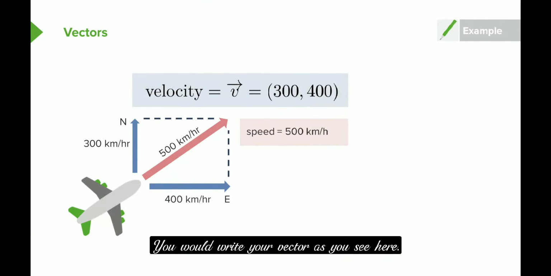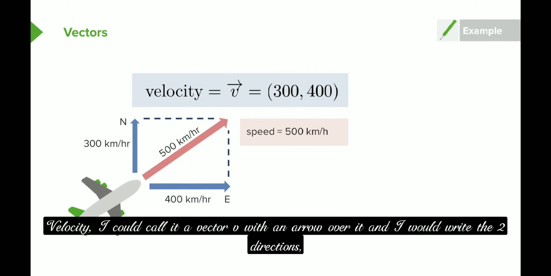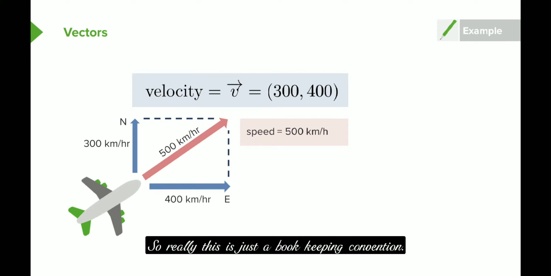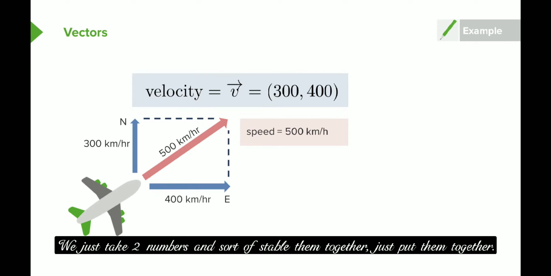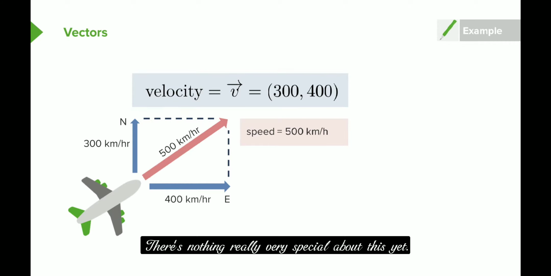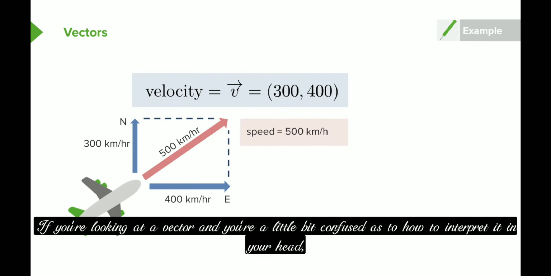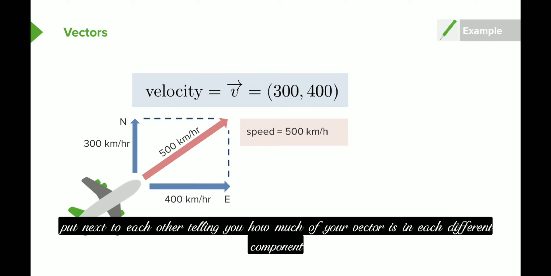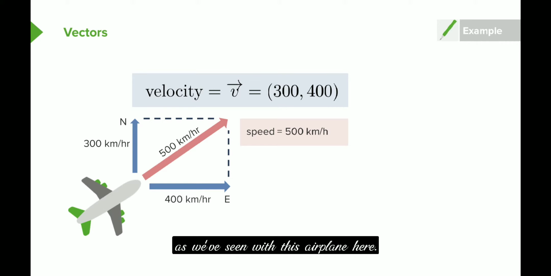You would write your vector as you see here. Velocity, I could call it a vector v with an arrow over it, and then I would write the 2 directions, the 300 and the 400, the north and the east, separately but right next to each other. So really this is just a bookkeeping convention. We just take 2 numbers and sort of staple them together. There's nothing very special about this yet. We're just putting 2 numbers next to each other. And so there's no reason to be intimidated when you see a vector. If you're looking at a vector and you're a little bit confused as to how to interpret it in your head, this is how to think about it. It's just different numbers put next to each other telling you how much of your vector is in each different component, as we've seen with this airplane here.